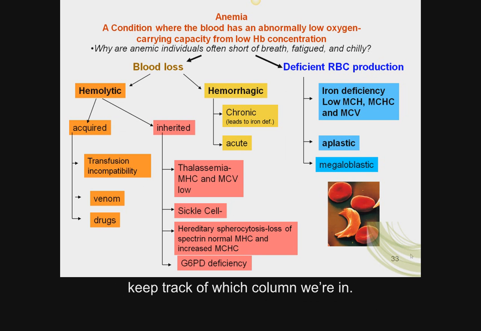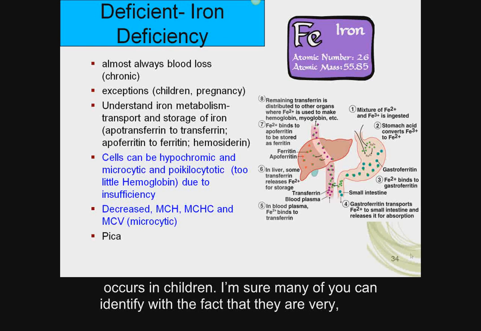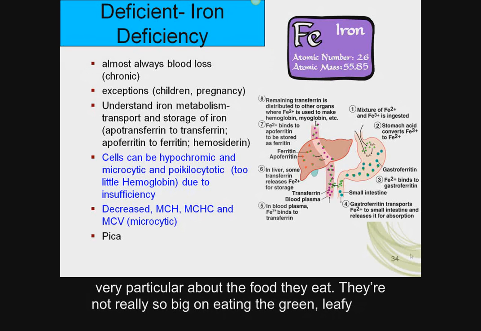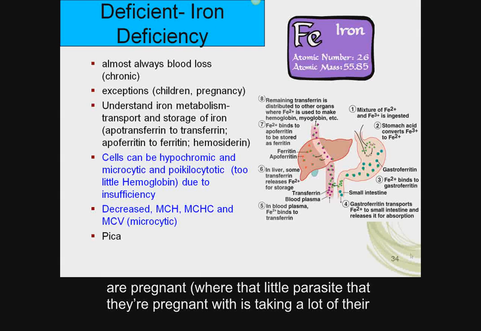I'm going to start out with the deficient red blood cell production, specifically iron deficiency. Iron deficiency frequently occurs in children. I'm sure many of you can identify with the fact that they are very, very particular about the food they eat. They're not really so big on eating the green leafy vegetables. And you know what? It's not just children that can have iron deficiency, but also women who are pregnant, where that little parasite that they're pregnant with is taking a lot of her iron for the parasite's own blood supply.